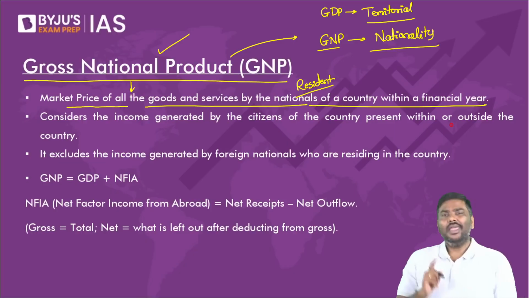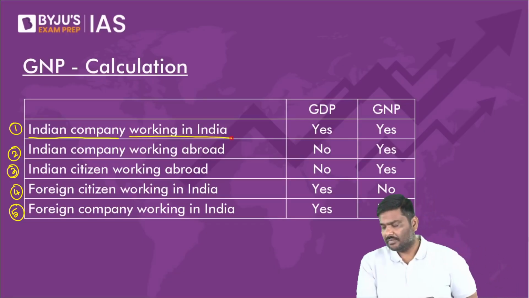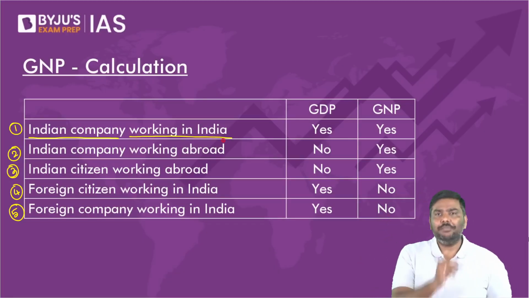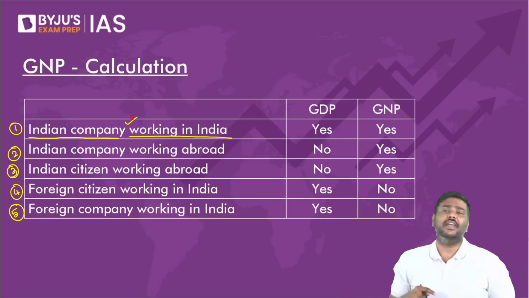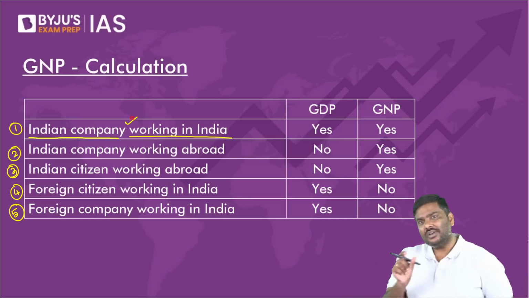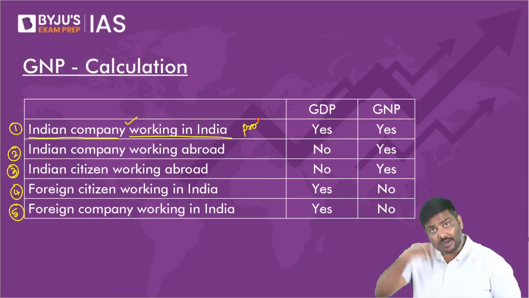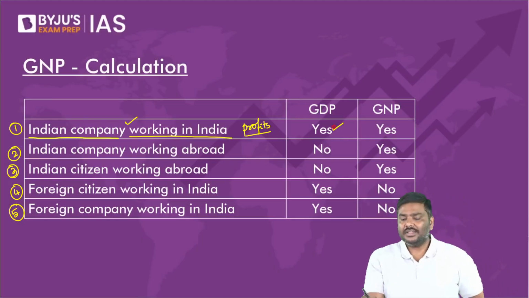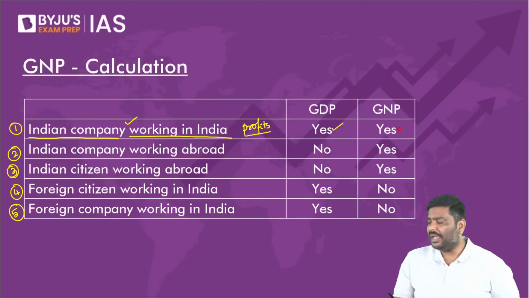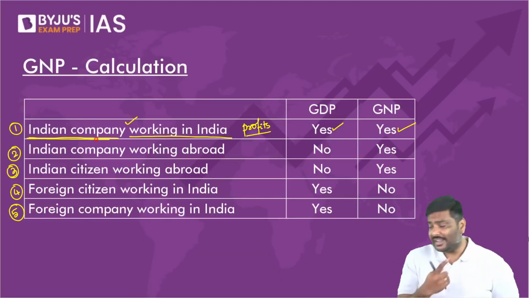Now, let's start. Example 1. An Indian company is working and earning profits within India. Is it counted while calculating GDP? Profits earned by an Indian company in India, will it be counted as a part of India's GDP? Yes. Is it counted as a part of India's GNP? Again, answer is yes. Why? It is an Indian company.